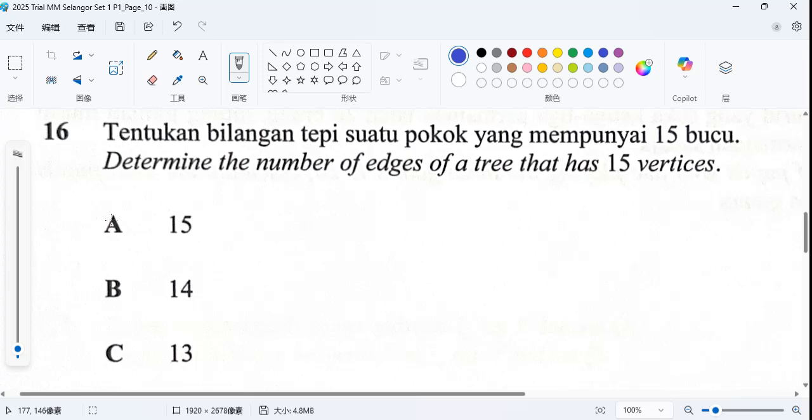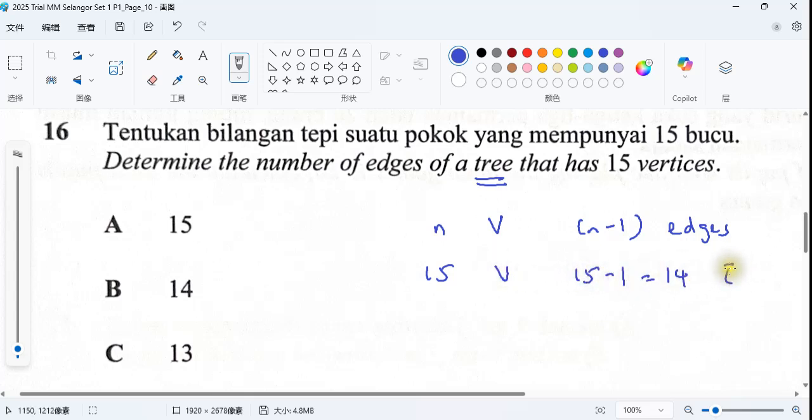Determine the number of edges of a tree that has 15 vertices. So for a tree, we have n vertices with n minus 1 edges. Okay, so we have 15 vertices here. Then we have 15 minus 1, 14 edges. So the answer is B. Okay, this is from Form 4, Chapter 5.